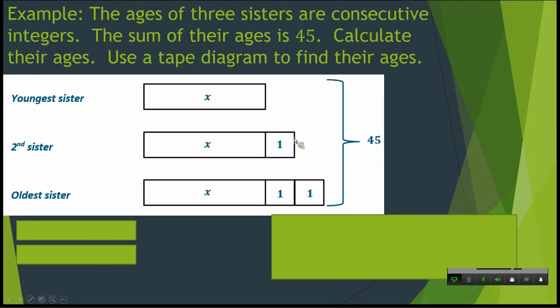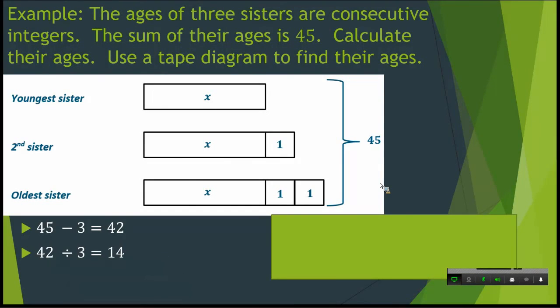And then the grand total of all 3 sisters is 45 years old. So to calculate their ages, we do 45 minus those 3 ones. We get 42 years. Now, 42 years is for all three sisters' x's added together. So 42 divided by 3 equals 14. This means x is 14 years.